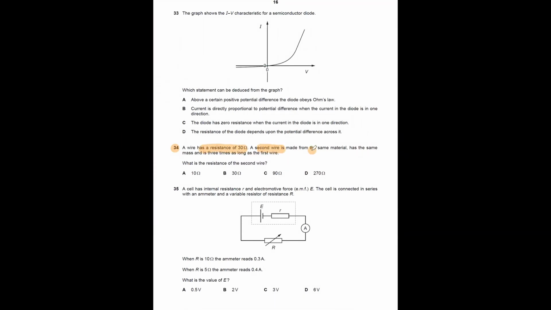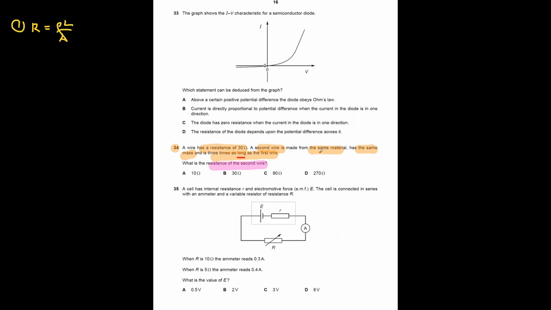A second wire is made of the same material, has the same mass, and is 3 times as long as the first wire. What is the resistance of the second wire? Now, when you see that there's mention of length and resistance here, you already should know by now that you are going to use this equation. R is rho L over A.